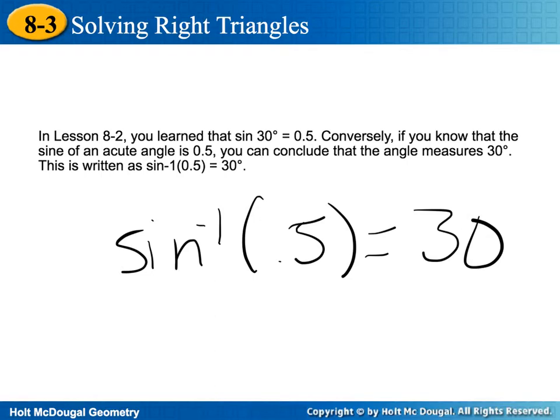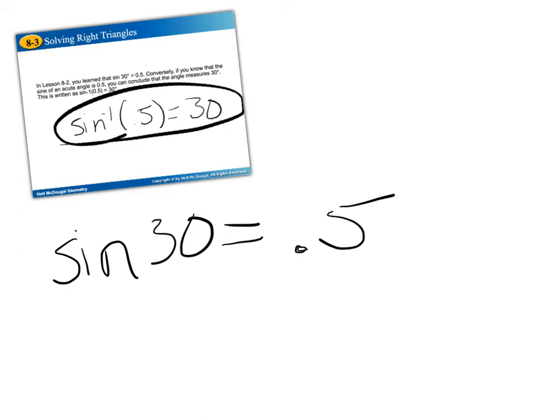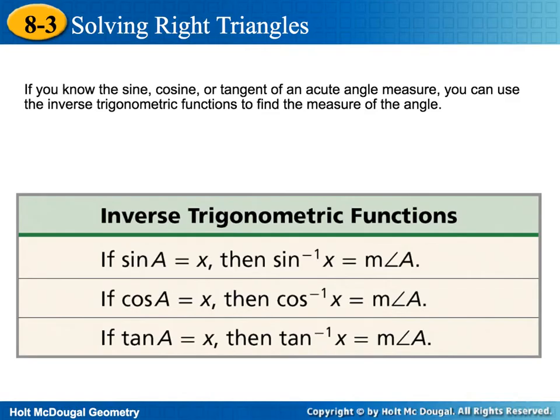So basically what this is saying is, last section we learned that if we typed in our calculator sine 30 degrees, we get 0.5. Now, what if I don't know the 30 and I'm trying to figure out what the angle measure is? What I do is put in inverse sine of 0.5, and then that will give me 30.